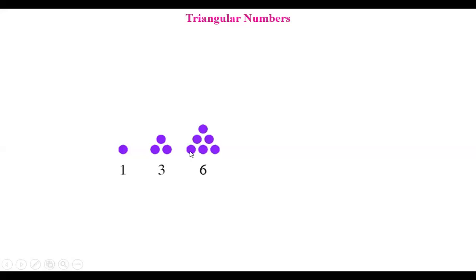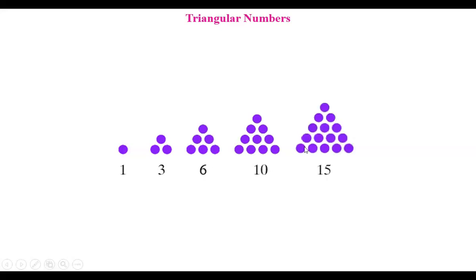For number 3, we have 6 balls here, right? The base is 3. On the base you have 3 balls, and on top you form a triangle like this. Totally you have 6. Similarly, next if you take 4, you have 10 balls totally, and a triangle is formed here like this. For 5, you have 15. So like this, the triangular numbers are formed.